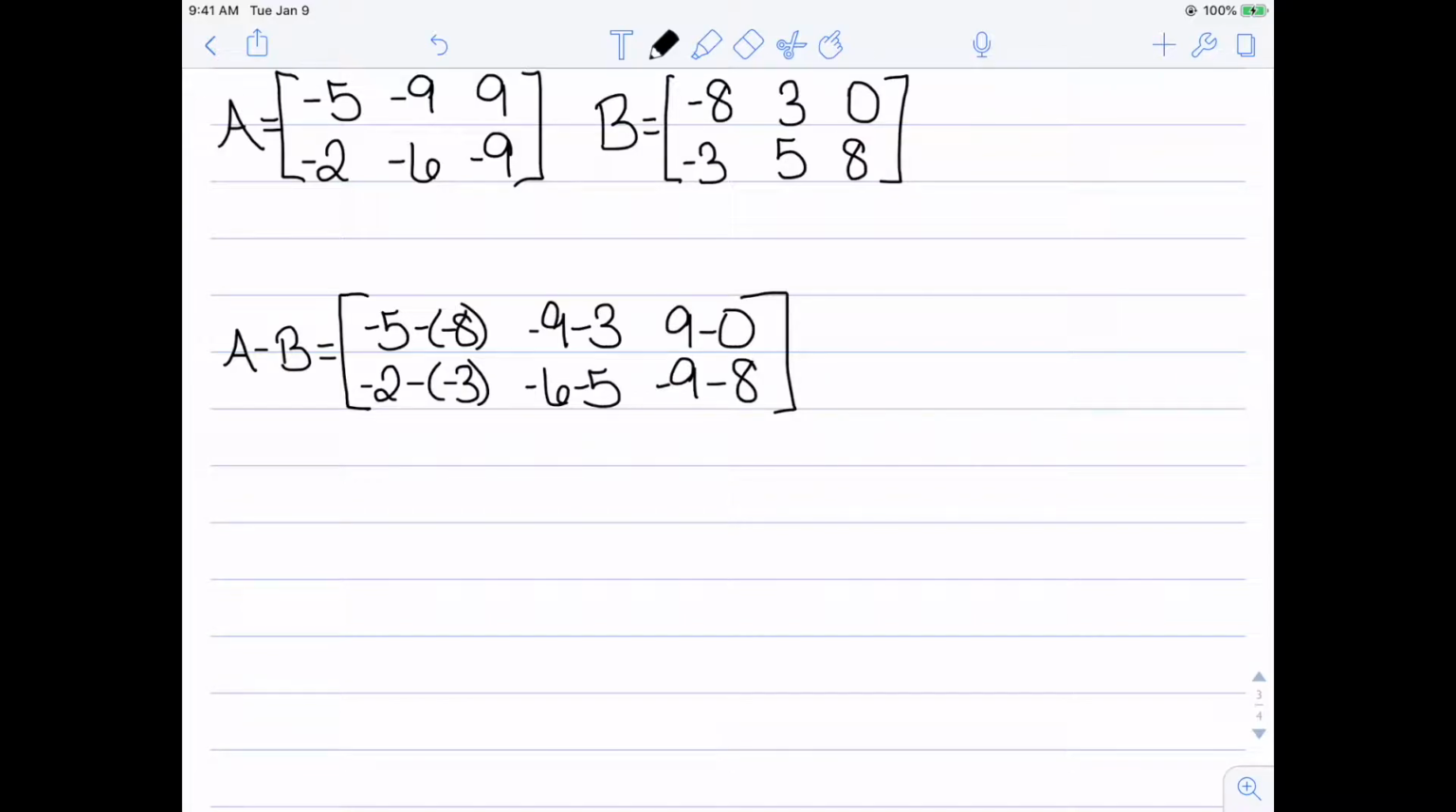From there, we just need to start simplifying. -5 minus -8 is 3. -9 minus 3 is -12. 9 minus 0 is 9. We can then move down to the second row. -2 minus -3 is 1. -6 minus 5 is -11. And then -9 minus 8 is -17. So now I have A minus B.